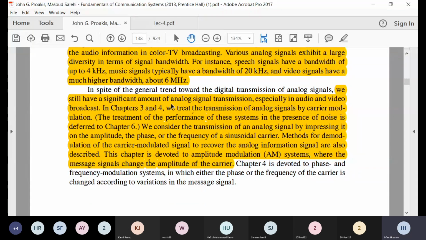So chapters 3 and 4 will treat analog signals by carrier modulation, and the performance of the system in the presence of noise will go into chapter 6. In chapter 5, we will be studying stochastic processes with respect to communications. So you will be able to understand noise, and then in chapter 6 you will be able to study 3, 4 and 5 combined together with respect to their system context.